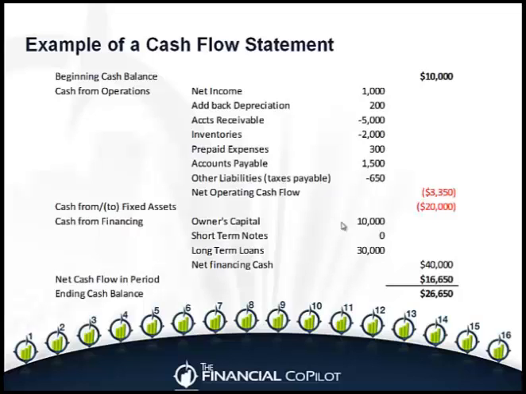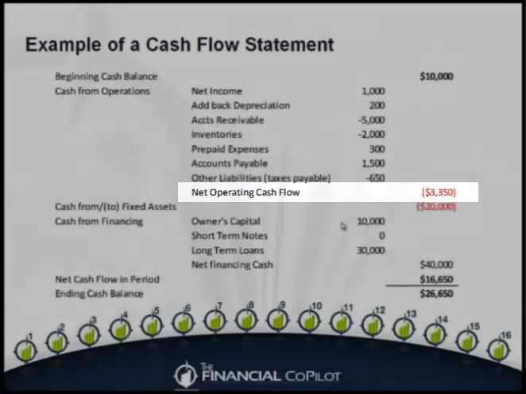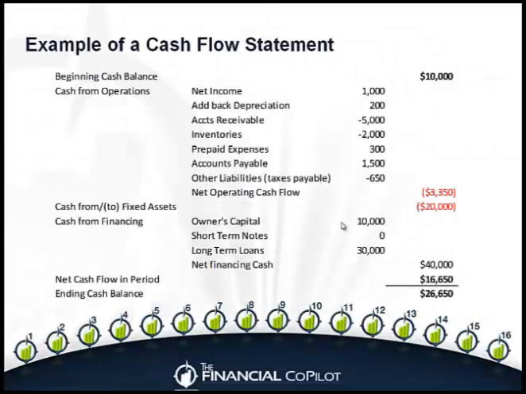So for the period, the aggregate of all of the business activities said that you had a negative net operating cash flow of negative $3,350. And that, in my opinion, can be good, it can be bad. It depends on where you are in the business. If you're growing your business, a negative net operating cash flow for high sales growth is pretty normal.